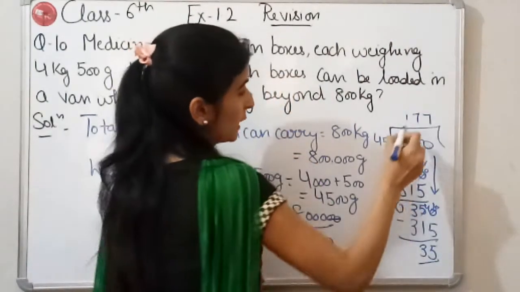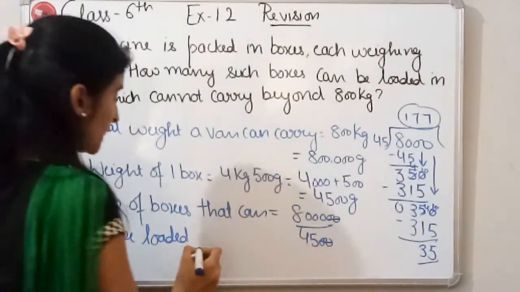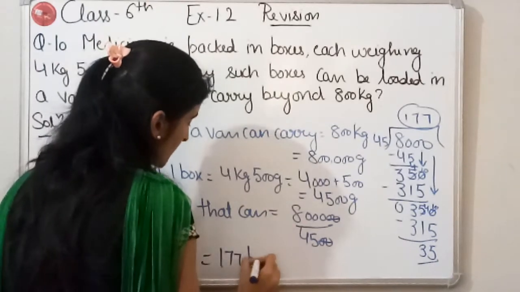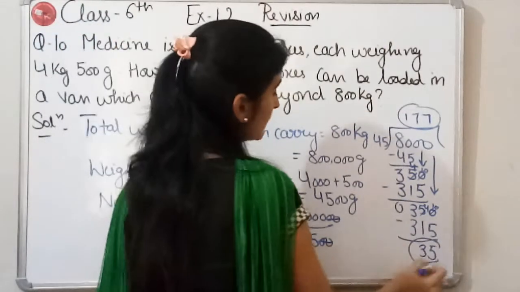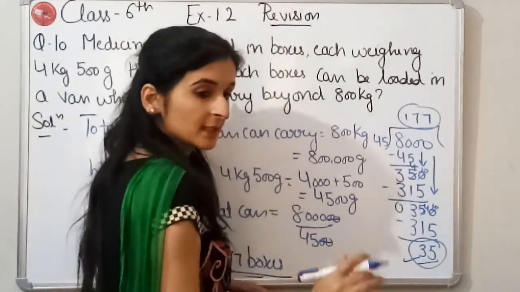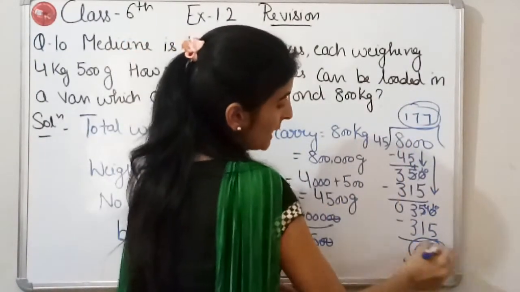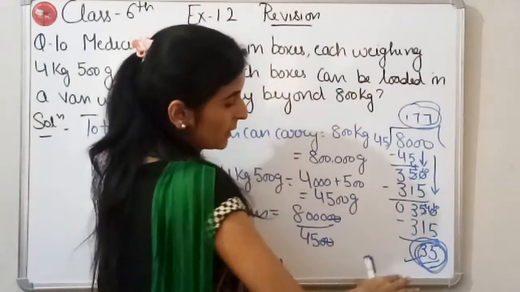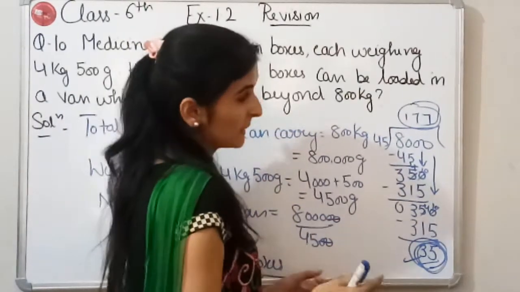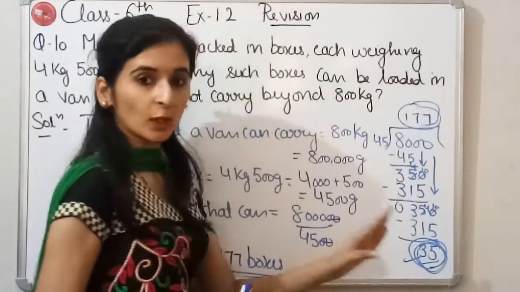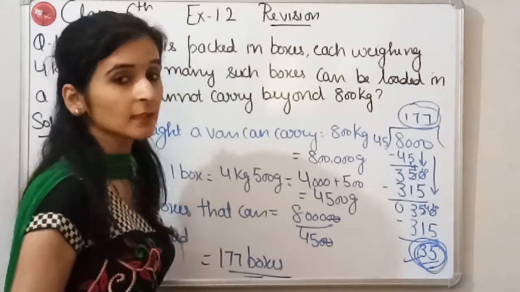So it means there were around 177 boxes. So it means 177 boxes can be loaded in the van. This is the remainder, so we will leave it as it is. We will not consider it. This is the weight left in the van after loading 177 boxes. So it means one more box cannot be loaded in that. So we can only load 177 boxes in that van.